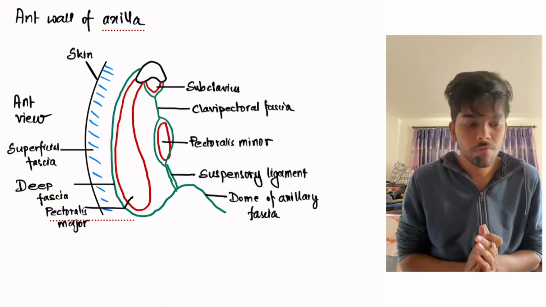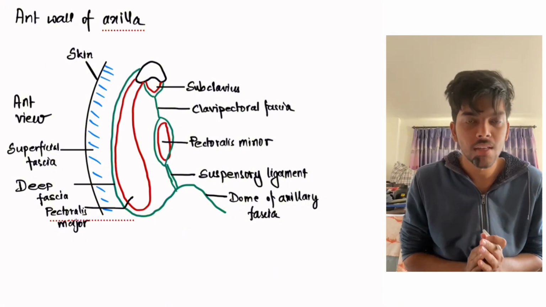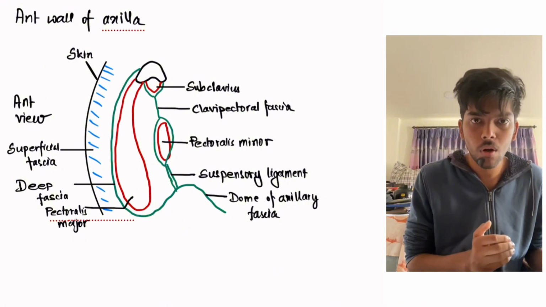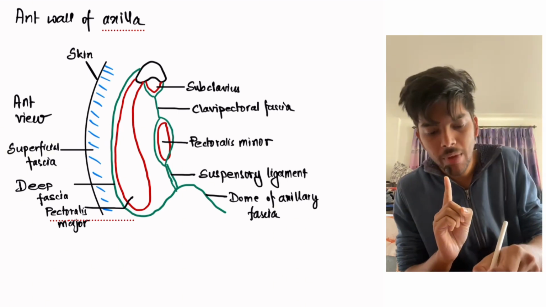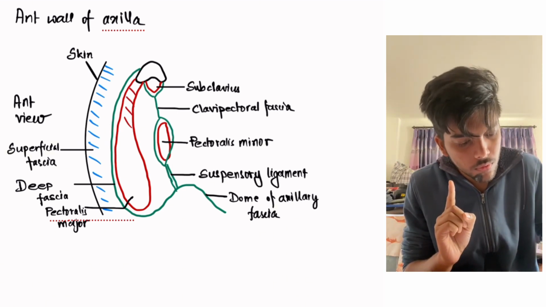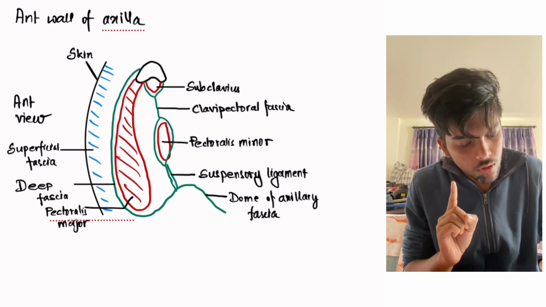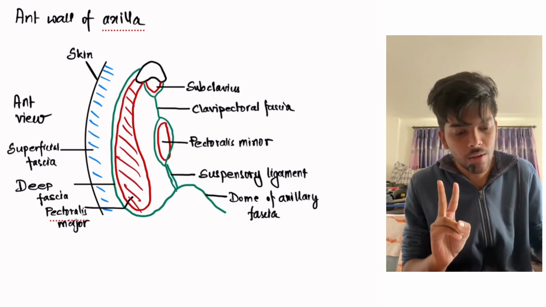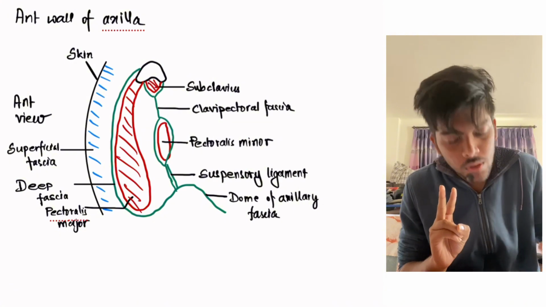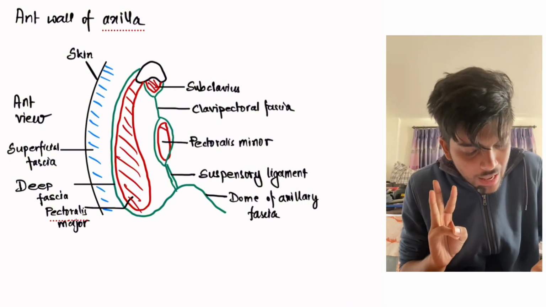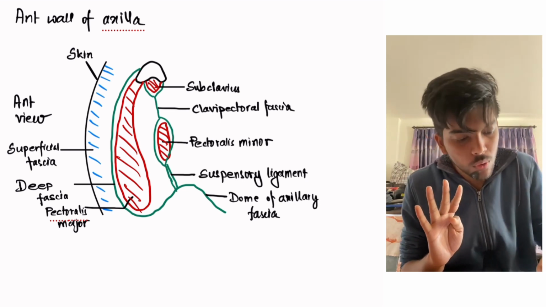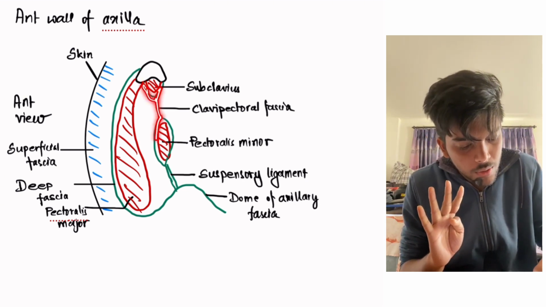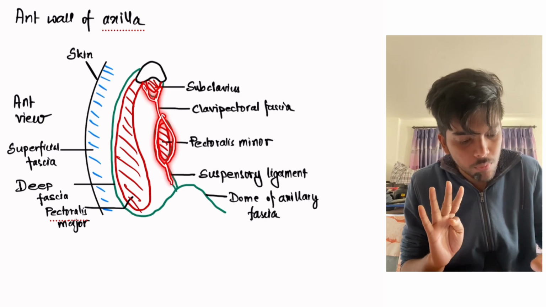So what forms the anterior wall of axilla? You don't need to mention all of them. All you need to mention are: number 1, the pectoralis major muscle. Number 2, the subclavius muscle. Number 3, pectoralis minor muscle. And number 4, the clavipectoral fascia, which is covering the pectoralis minor as well as the subclavius muscle.